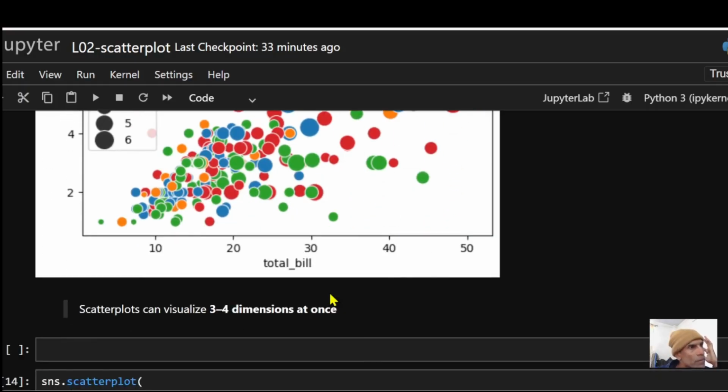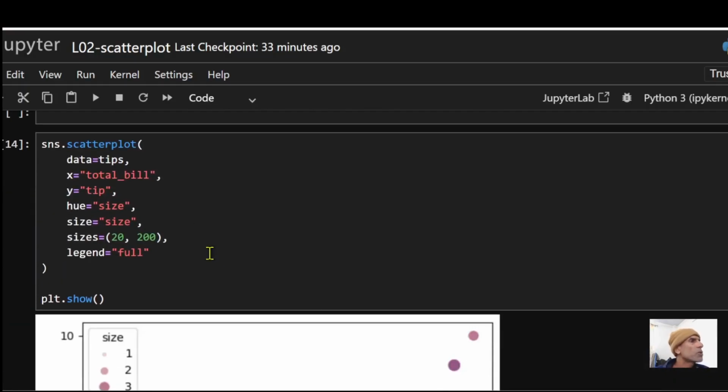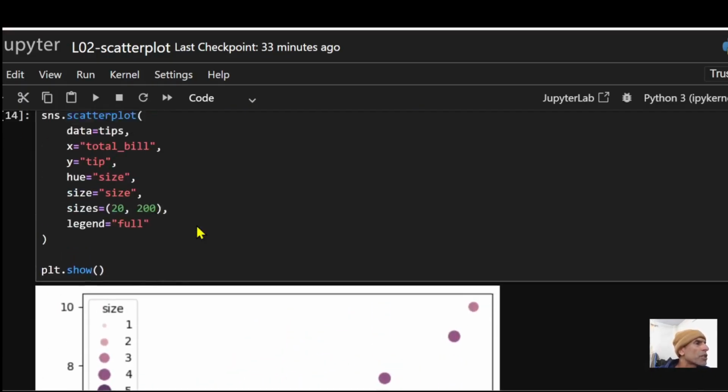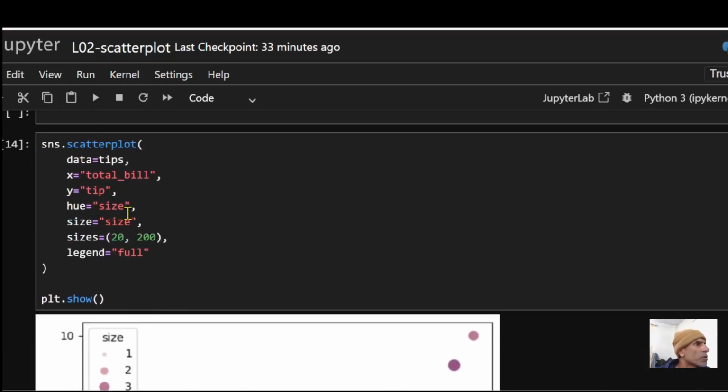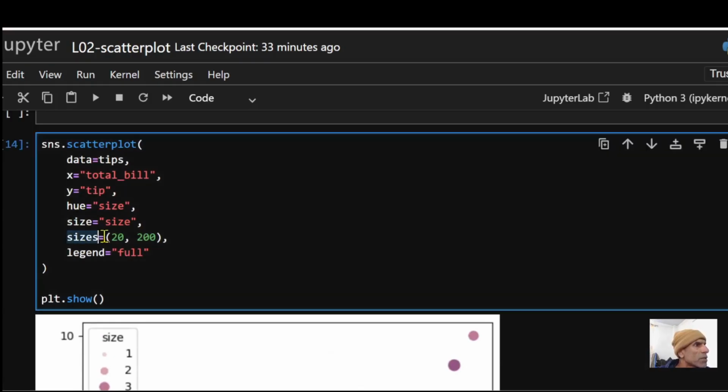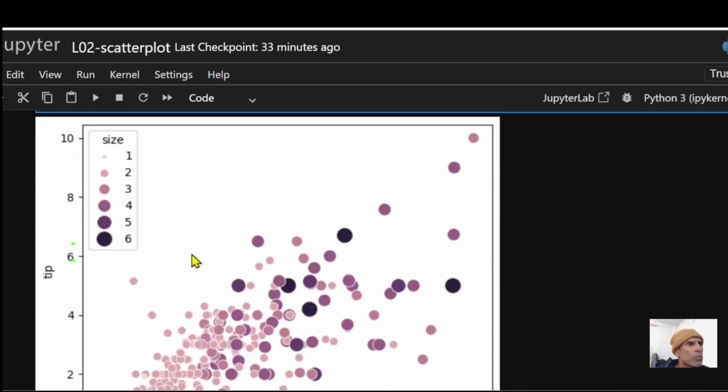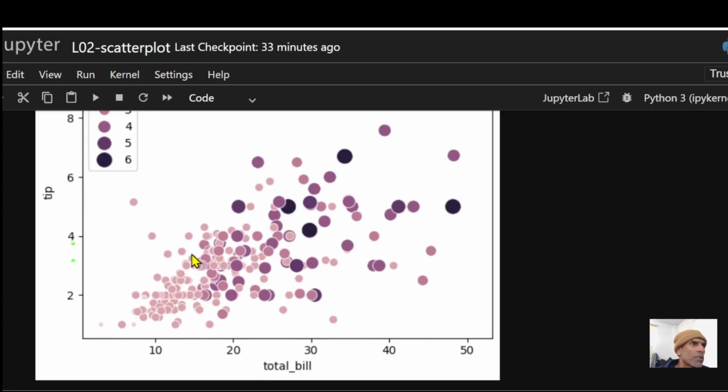Okay, now let's do a scatter plot. This time I'm using hue equal to size, size equal to size, and I'm specifying sizes equal to 20 to 200, and legend equal to full right here. This is pretty much the same thing as above. I was just experimenting to see what it does, and it displays this particular plot here. Essentially it displays the same thing that I just talked about.